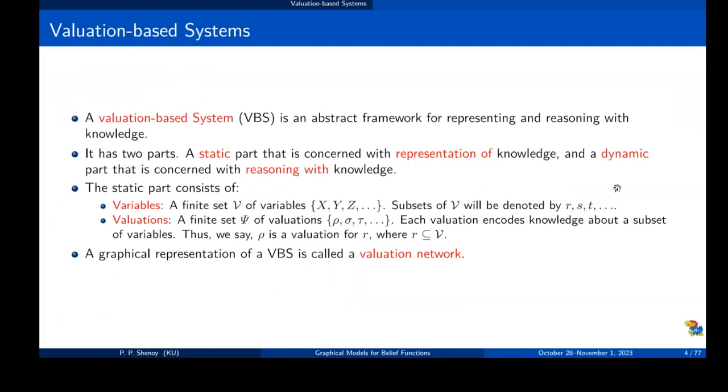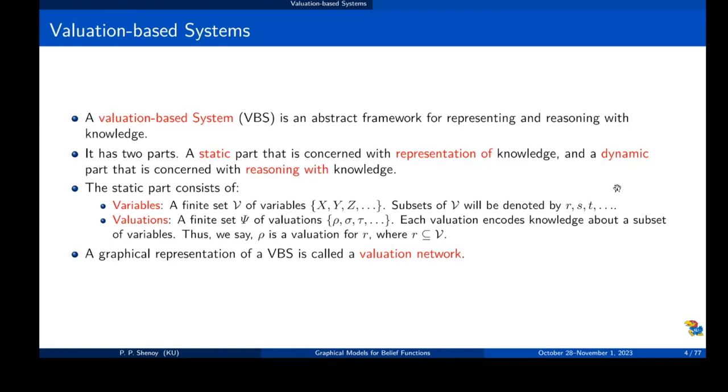A valuation-based system is an abstract framework for representing and reasoning with knowledge. It has two parts. The static part is concerned with representation, and the dynamic part is concerned with reasoning. For the static part, we have variables, and the joint state space is the Cartesian product of all the variables. Each time you have a new variable, you have a new refinement of the state space, so you can make your state space as refined as you want.